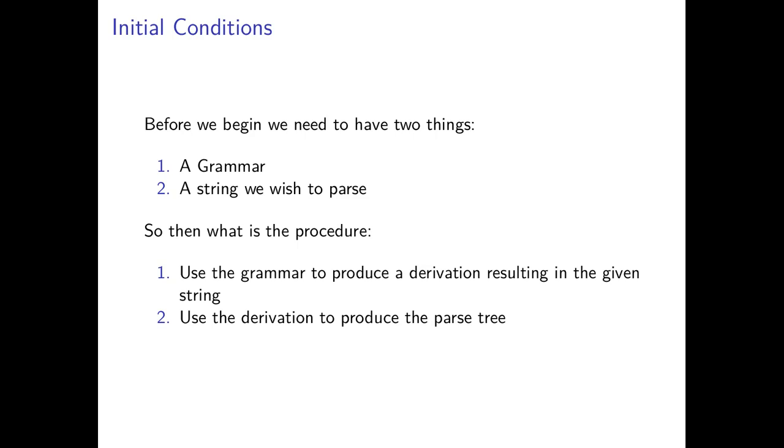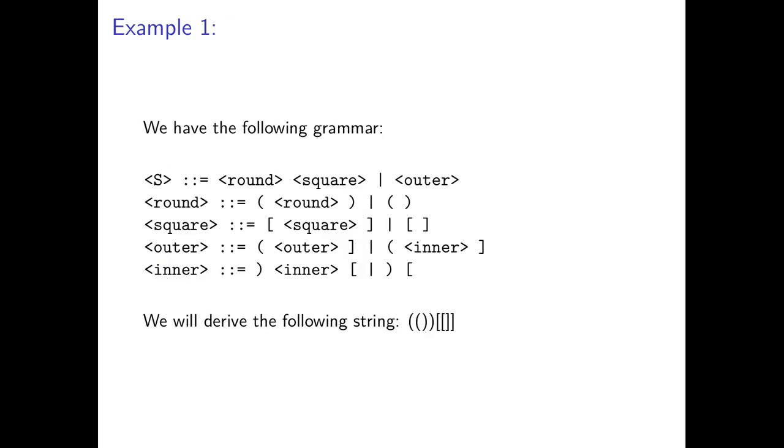We're going to use the grammar to produce a derivation resulting in the given string. I typically do this in my head when I'm doing it, but for really long strings, I would actually use the derivation. Two, we then use that derivation to produce the parse tree. And so there are two different ways we're going to do this. We're going to focus on the first one, which we'll call top-down parsing.